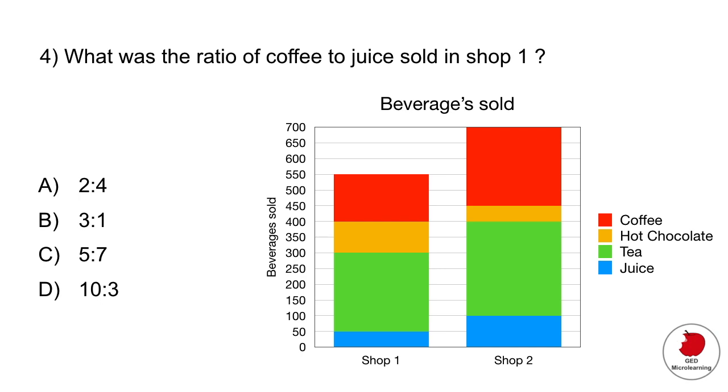All right, so question 4. Remember that in the GED, you will have to be able to interpret a host of graphs. In this case, it's a bar graph. It's asking you what was the ratio of coffee to juice sold in shop 1.